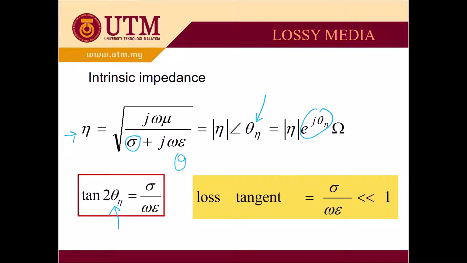and this is a loss tangent because we have a sigma. Loss tangent equals sigma divided by omega epsilon. So that means if the sigma is 0, the loss tangent is also 0. So there is no loss.